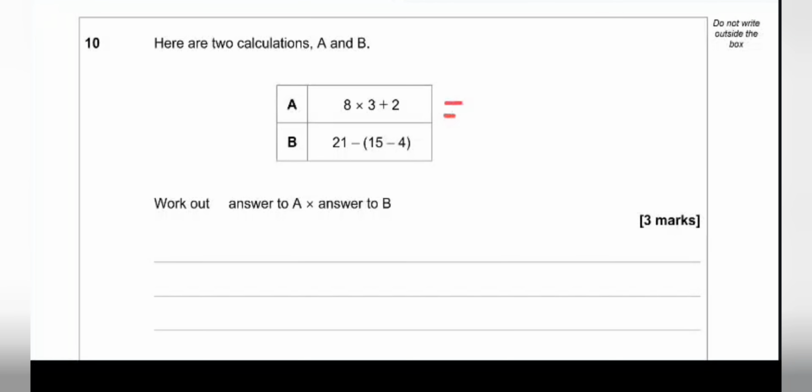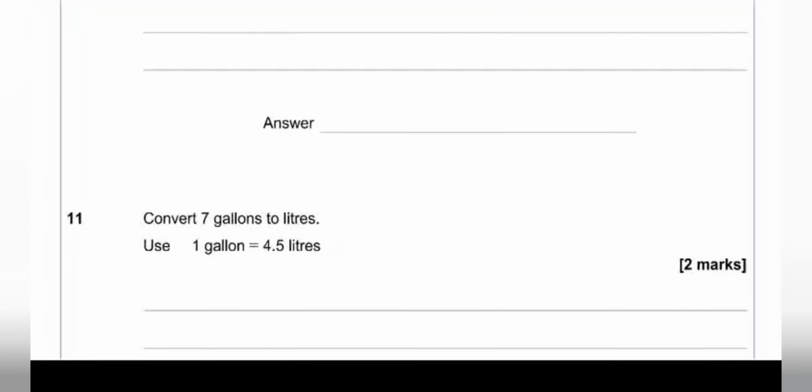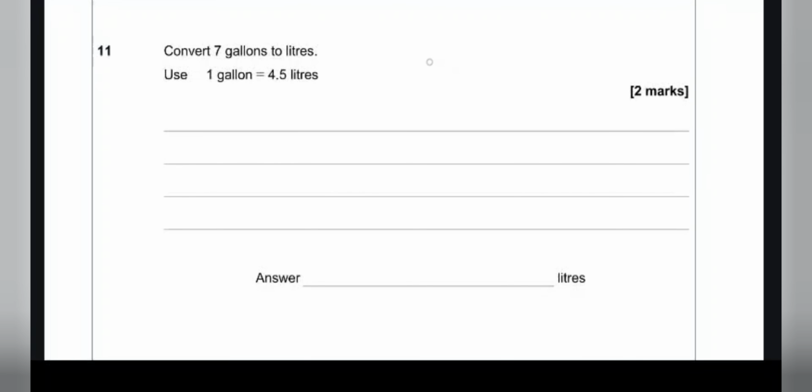Okay, this is a great question. It's basically BIDMAS, and then you multiply them together and you get 3 marks for it, which is quite nice. So most important thing to do is times and divide first. So we will bracket that off. Do that first, 24, then add the 2, 26. And in the second one, we've got brackets, so we do that first, meaning we've got 21 minus 11 equals 10. So now we just need to do A times B, giving us 260. Nice, 3 marks.